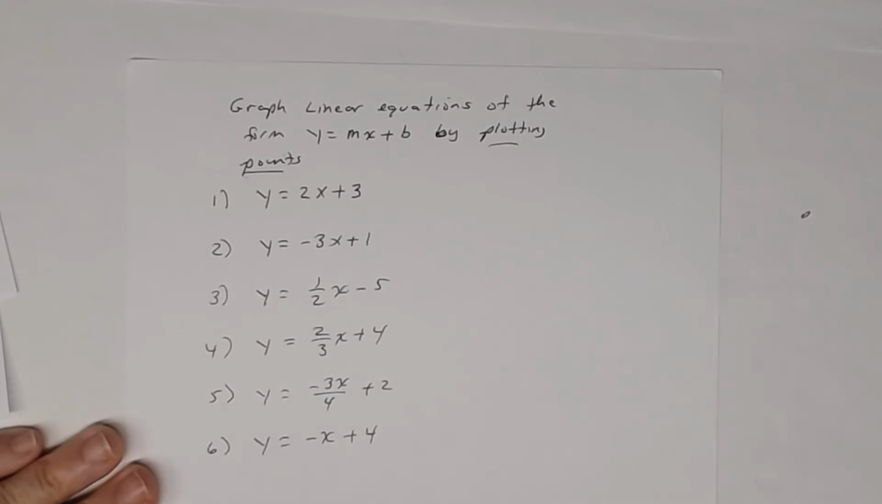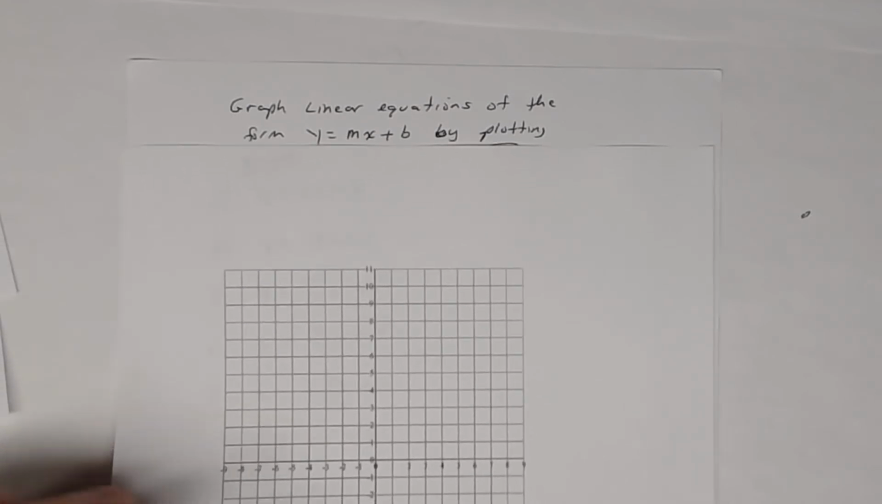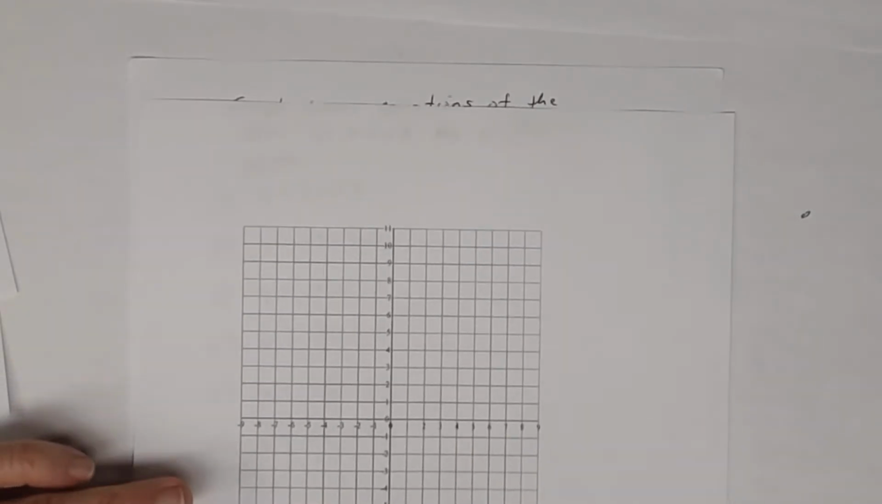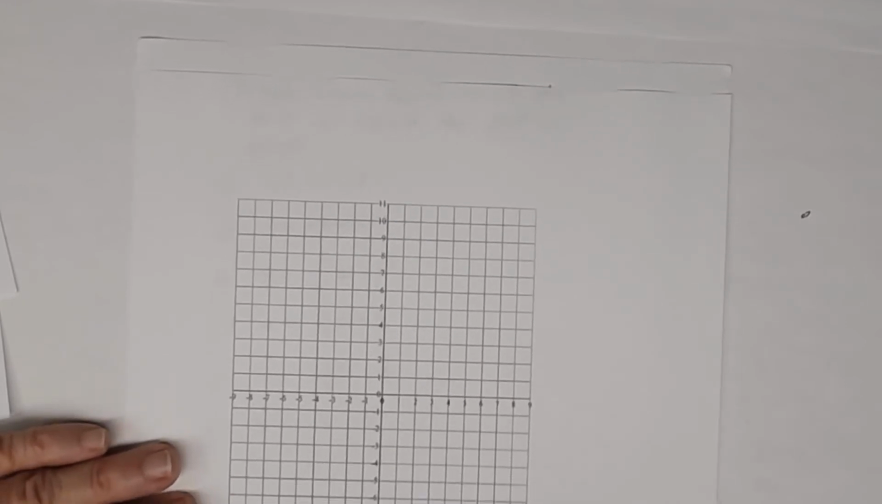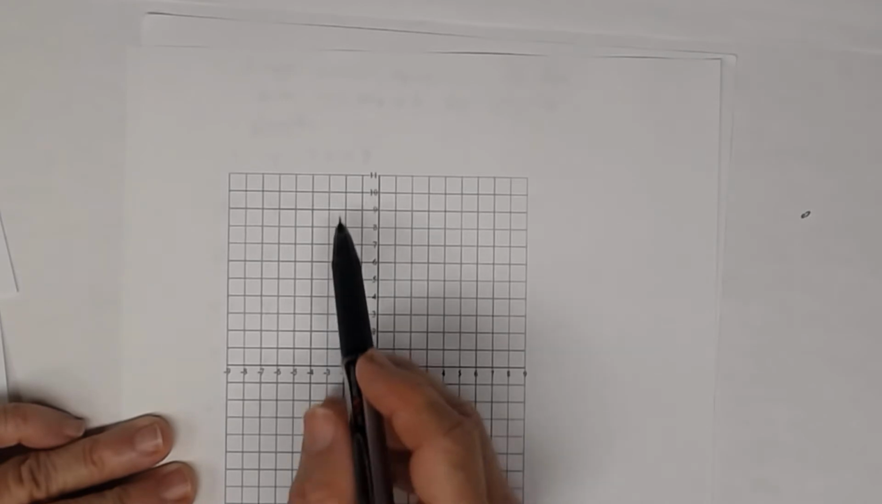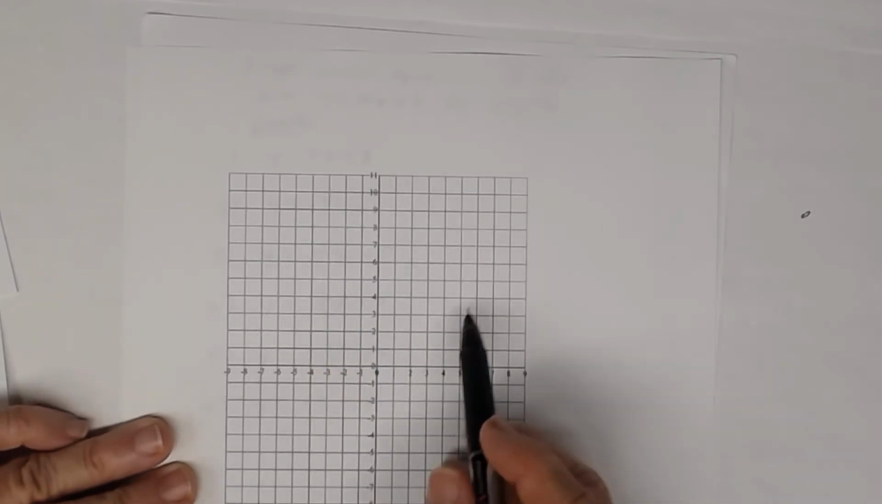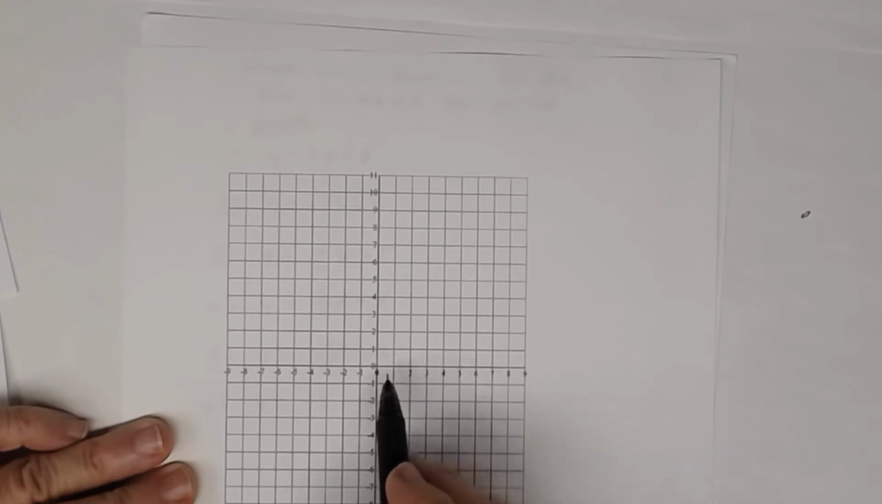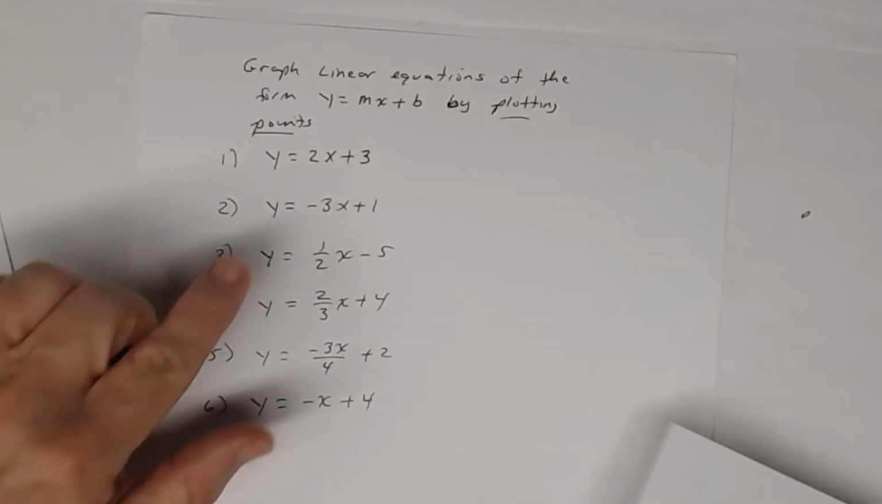So use plotting points. We're going to use grid paper, and if you don't have a printer, you need to make sure that you draw your coordinate plane very carefully. You don't have to draw all these little grids in here, but make sure it's scaled properly. All right, so we're going to do the first one.